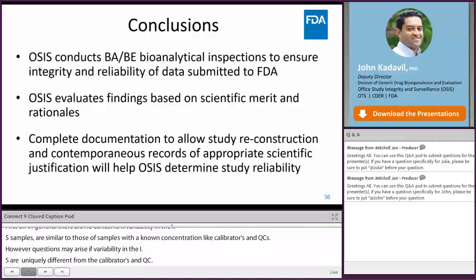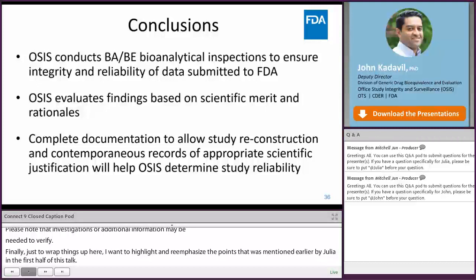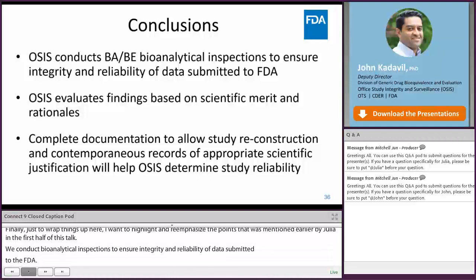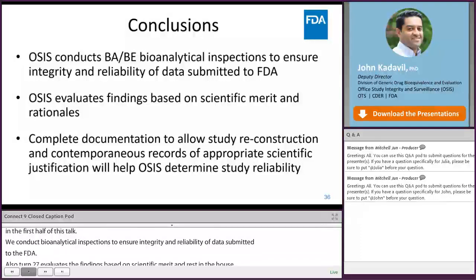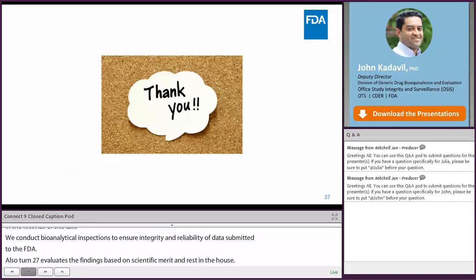And finally, just to wrap things up here, I want to highlight and re-emphasize points that were mentioned earlier by Julia in the first half of this talk. OSIS conducts bioanalytical inspections for bioavailability and bioequivalence studies to ensure integrity and reliability of data submitted to the FDA. OSIS evaluates those findings based on scientific merit and rationales. Also, please note that complete documentation to allow study reconstruction and contemporaneous records of appropriate scientific justification will help OSIS determine study reliability. We thank you very much for your attention, and now we're going to move on to a couple challenge questions.